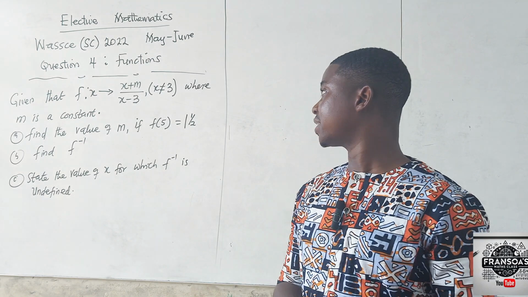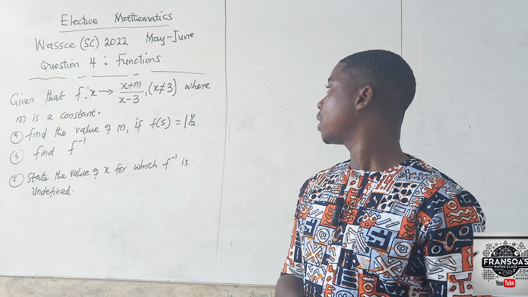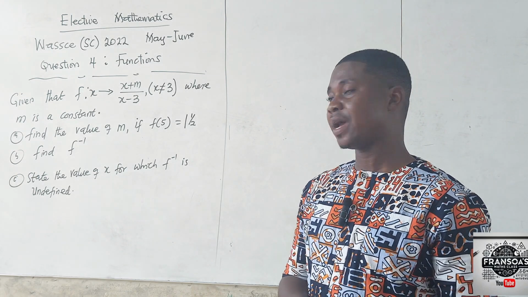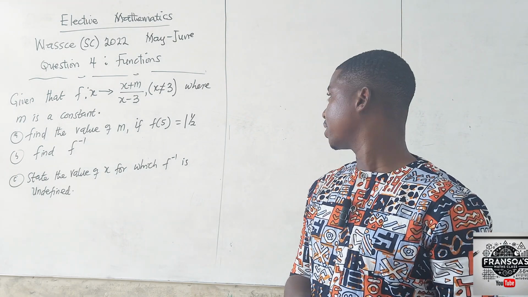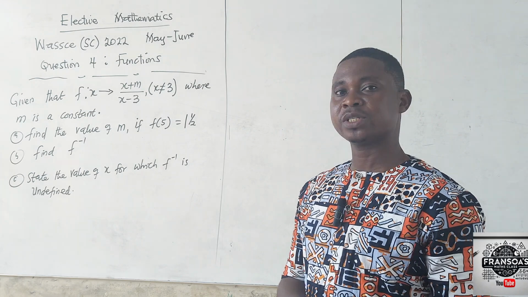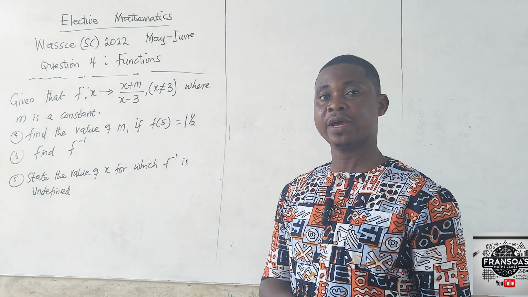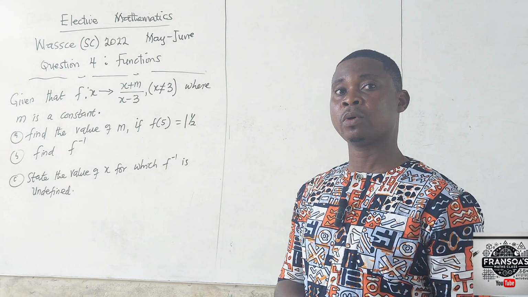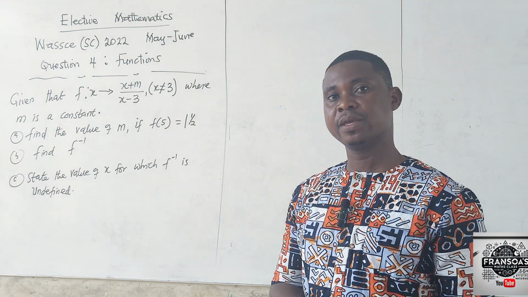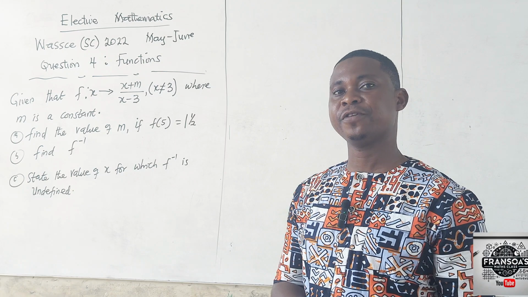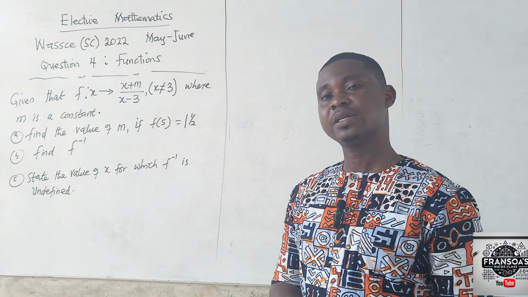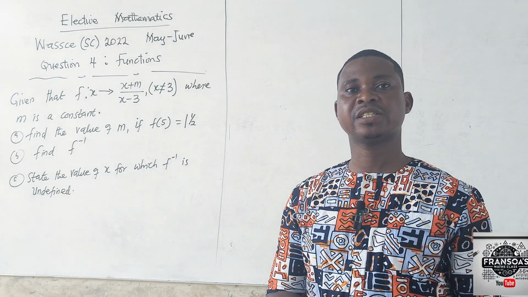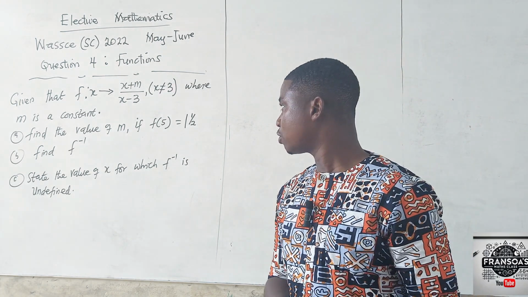The question is: given that f of x maps to x plus m over x minus 3, where x is not equal to 3, where m is a constant. A. Find the value of m if f of 5 is equal to 1 1/2. B. Find f inverse. C. State the value of x for which f inverse is undefined. So let's look at the solution.